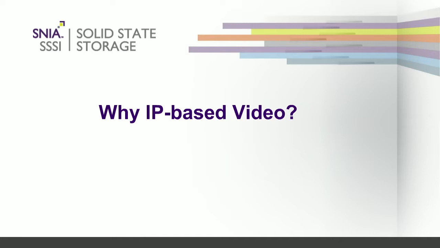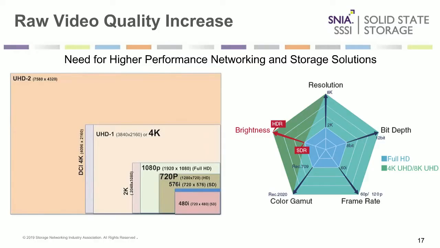Industry numbers show that more than 70 or 75% of internet traffic is actually video, and it's expected to grow. To show the challenges, I decided to take the first slide that Tom showed and visualize it, because the visualization shows the big increase in the need for more storage and higher performance networking as we go to the next generation.